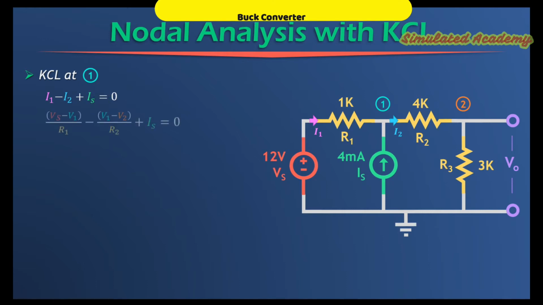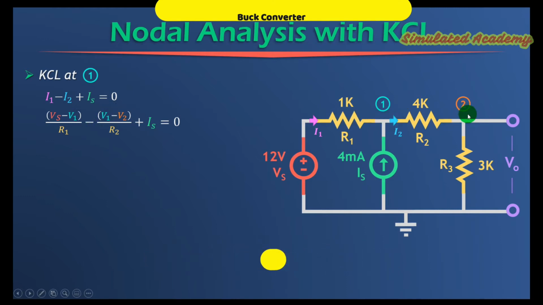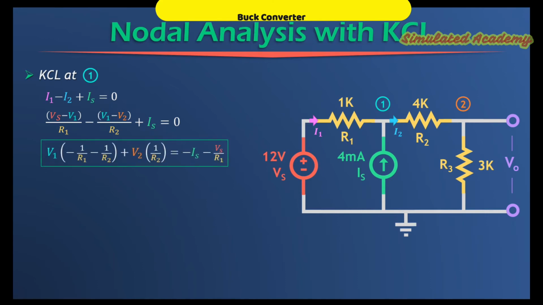I1 is Vsource minus V1 divided by the 1k resistor R1, and I2 is V1 minus V2 divided by 4k, or the R2 value, and Is is 4 milliamperes. So now the only unknown values we have are V1 and V2. Writing the equation in this form, we have only V1 and V2 unknown and all the other parameters are given.